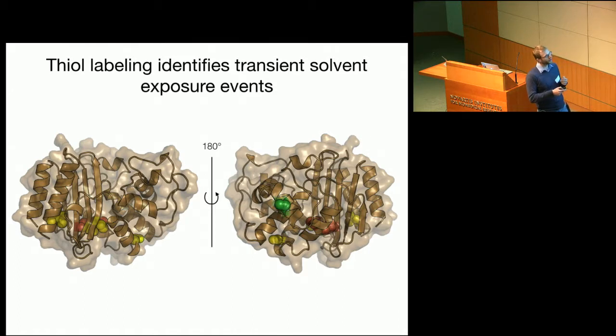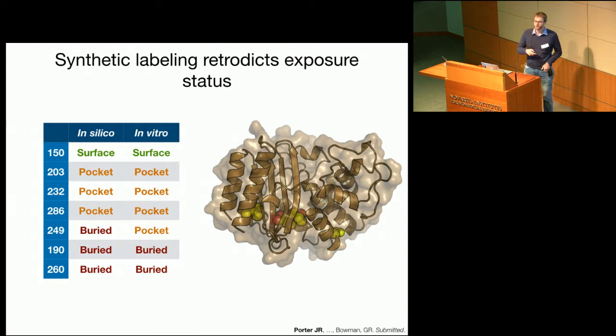And so I'm showing green is surface exposed, red is completely buried, and yellow is intermediate rates that are an order of magnitude or more faster than what would be consistent with the global unfolding process, but also much slower than we would expect from something that's just exposed to solvent all the time. And so we can ask, for particular residues, do we find them to be exposed or buried in our Markov state model?